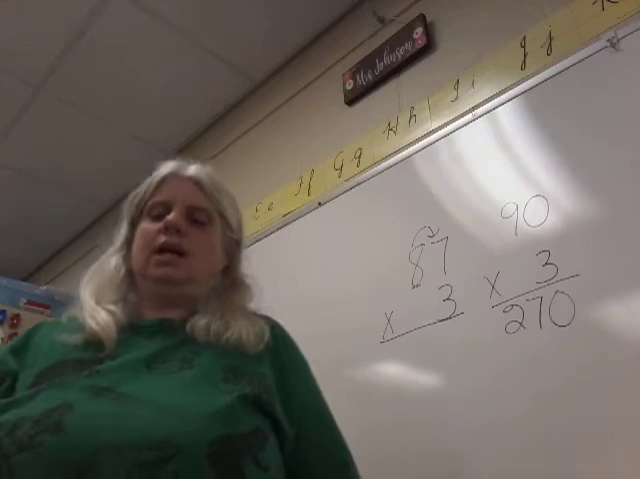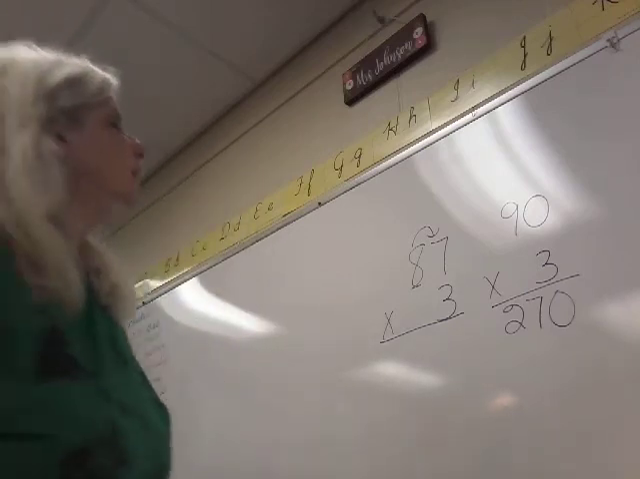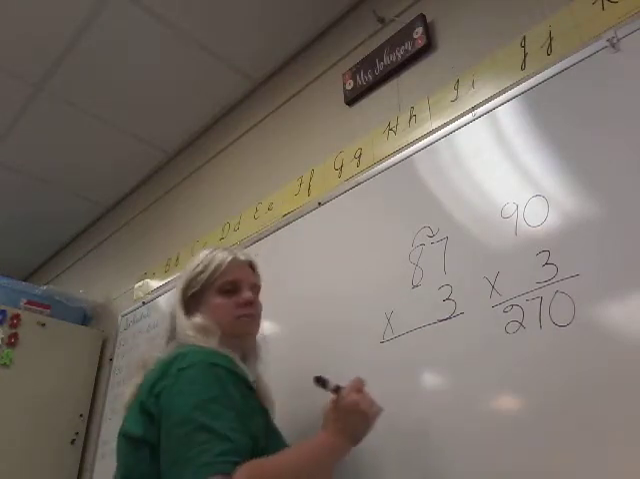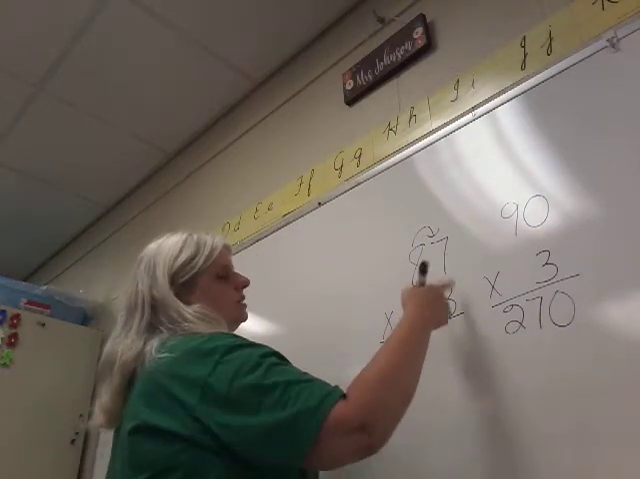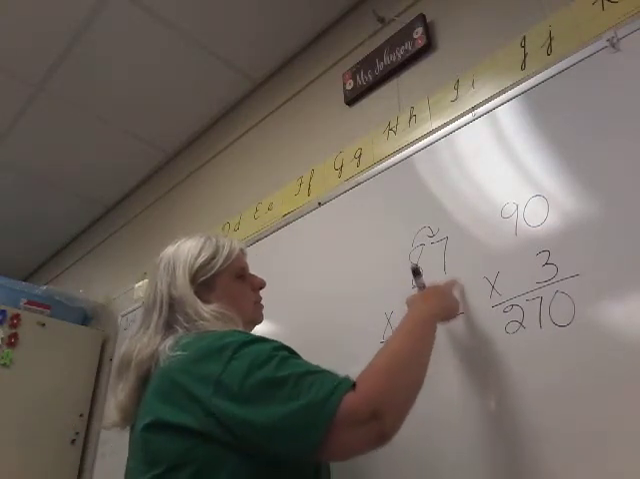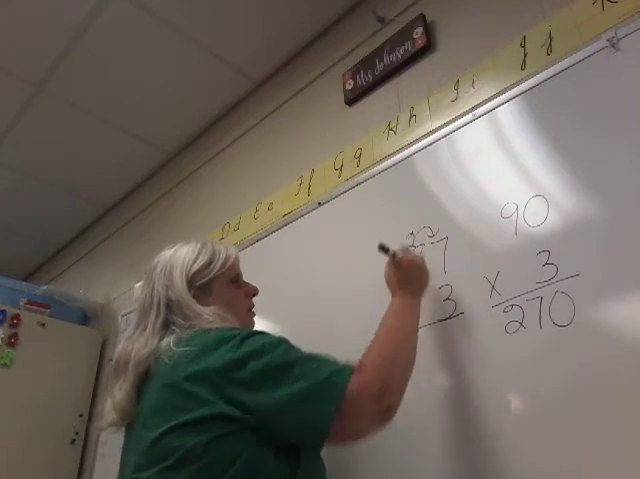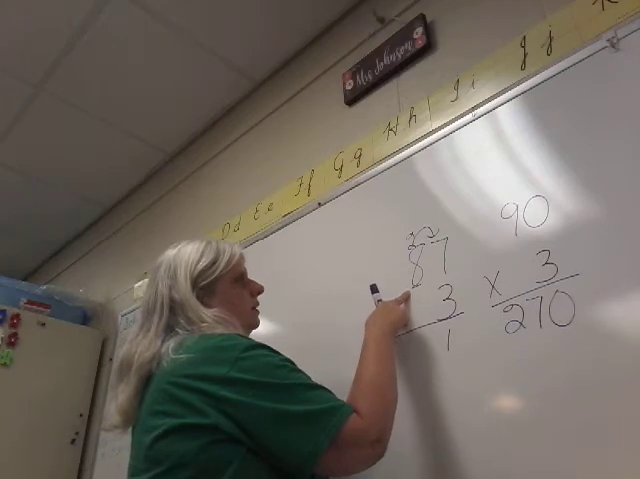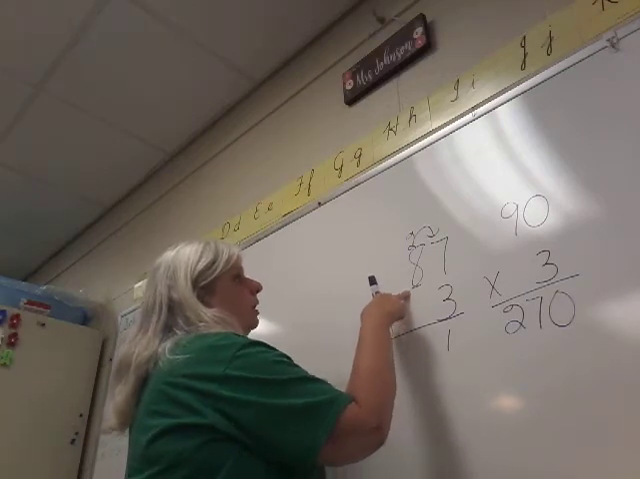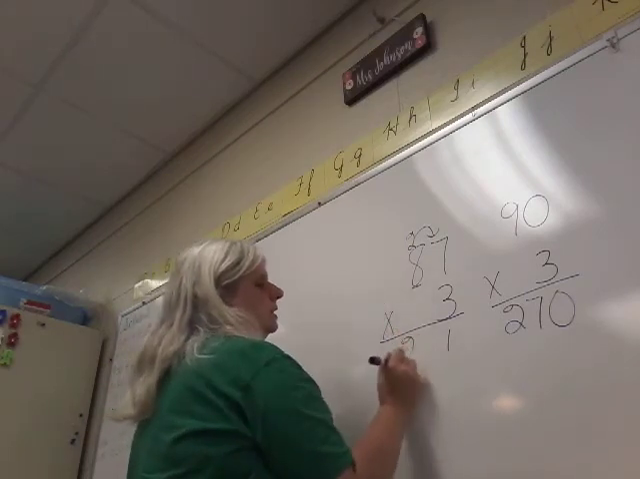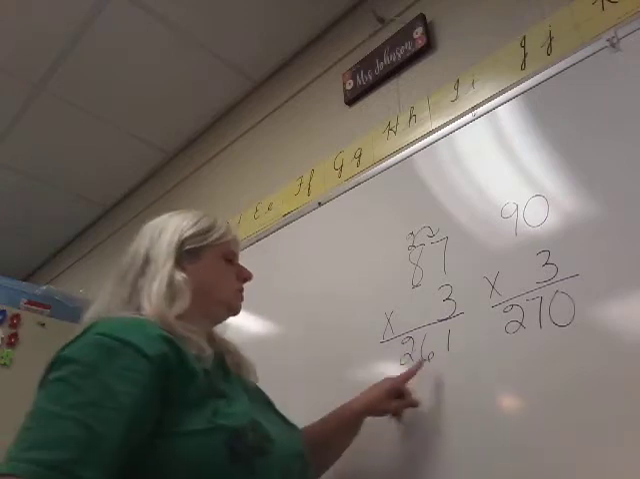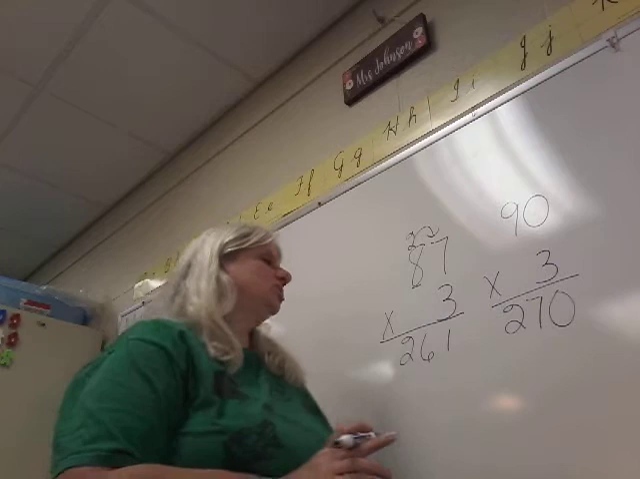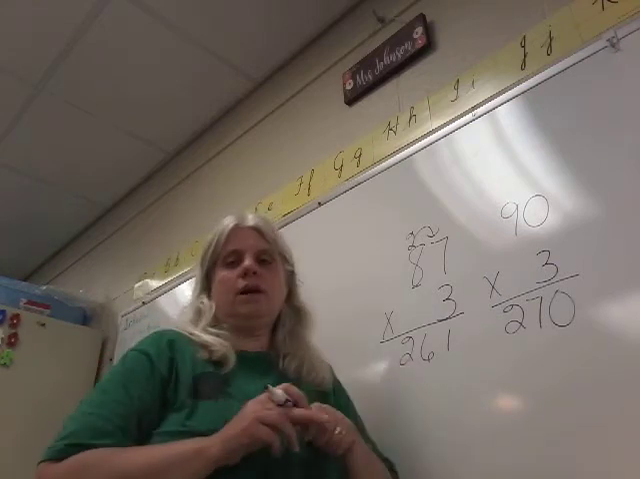All right, let's try another one, shall we? I've got to figure out where you can see me. Okay, so then let's do the exact, sorry. 3 times 7 is 21. 3 times 8 is 24. And 2 is 26. And is 261 close to 270? Yes, it is. So we are probably correct.